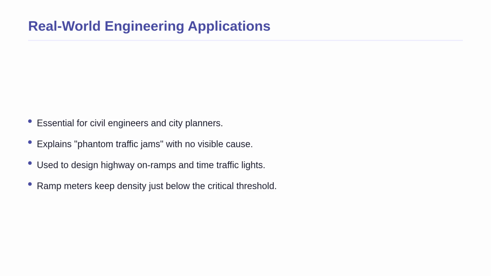stoplights on highway entrances. These meters control the flow of entering vehicles to keep the overall density just below the critical threshold we just calculated. This ensures the highway operates at its maximum capacity and prevents backward traveling shockwaves.